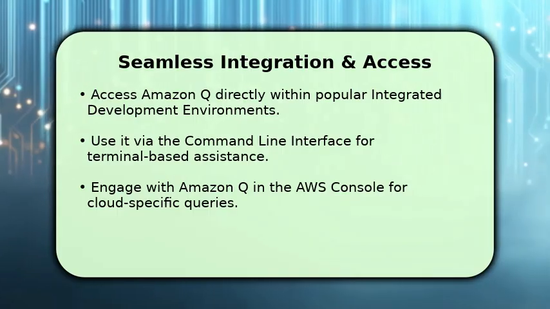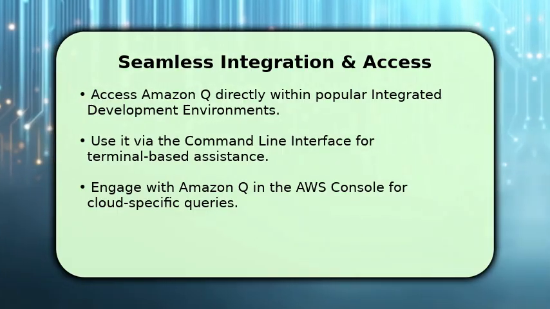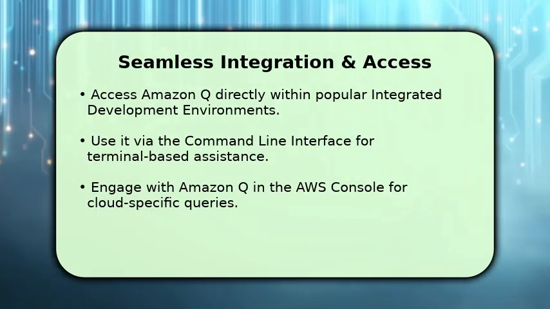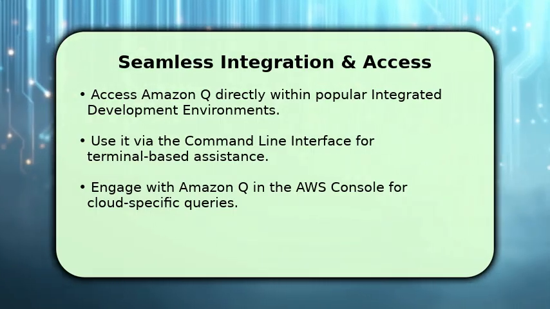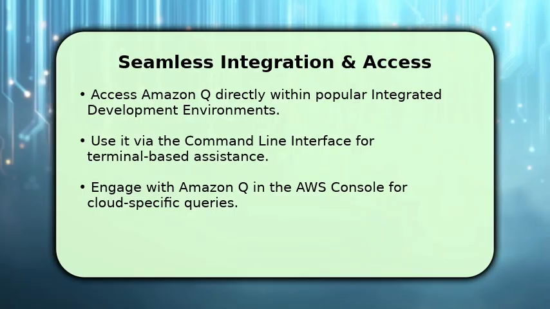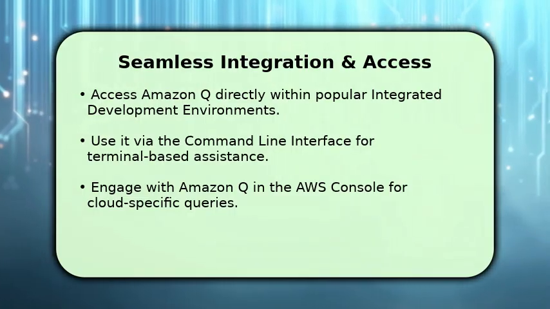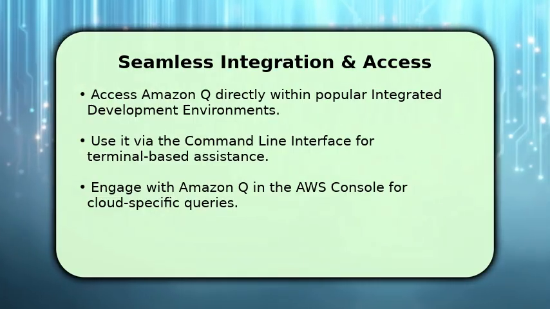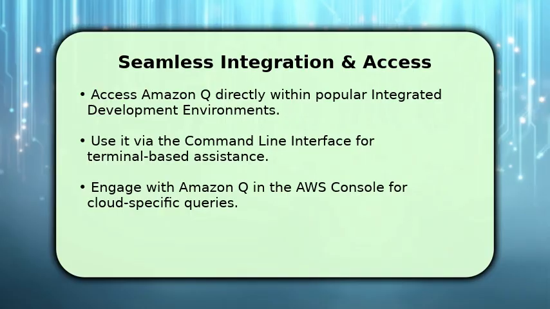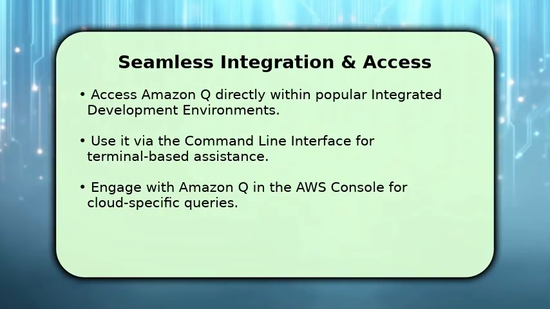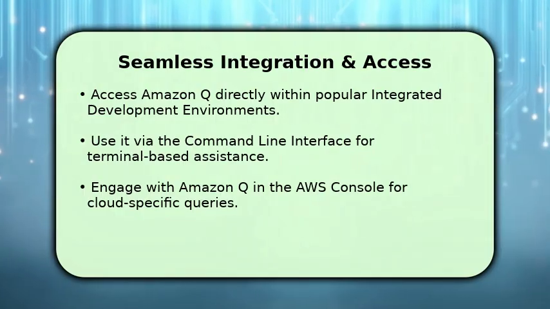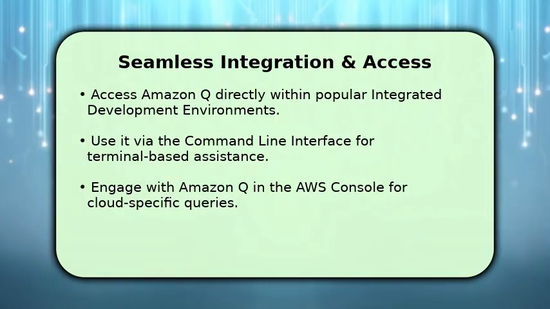You can integrate Amazon Q Developer seamlessly into your existing workflow. It's available directly within popular integrated development environments like Visual Studio Code and IntelliJ IDEA. You can also interact with it through the command line interface for quick terminal assistance or within the AWS console for cloud-specific guidance. Getting started is straightforward. Simply install the relevant extension or plugin and sign in using your AWS Builder ID or IAM Identity Center.